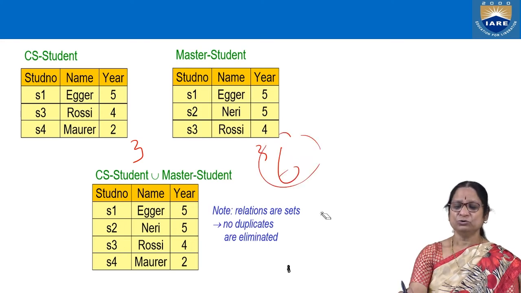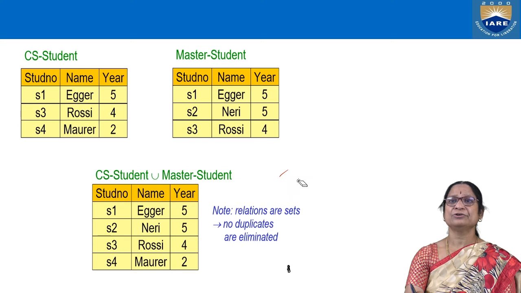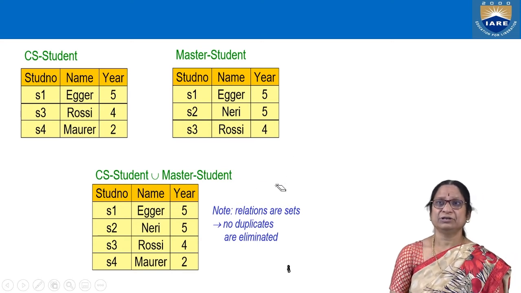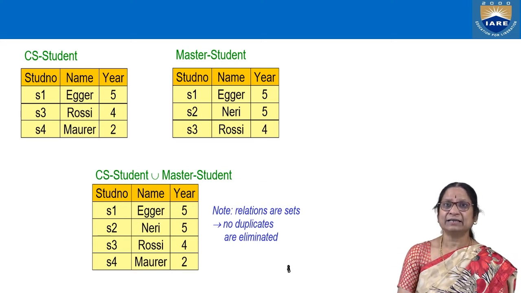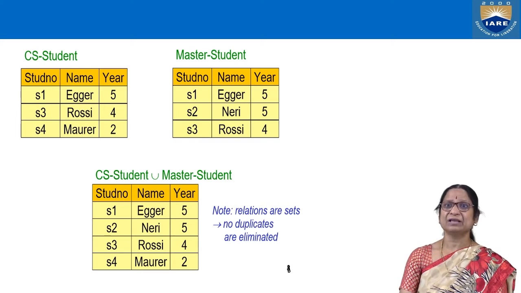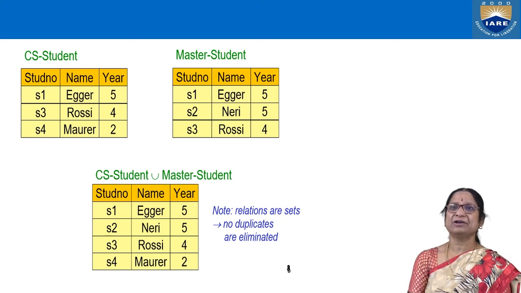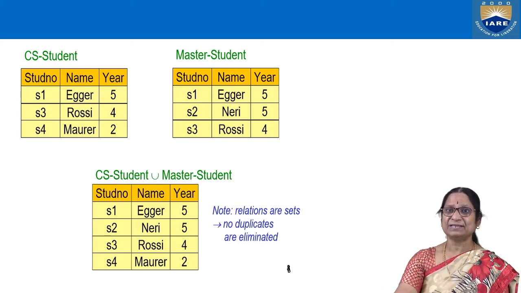But 2 of the tuples are repeated, that is the S1 tuple as well as the S3 tuple. Those identical or duplicate tuples are eliminated. No duplicates, right? Relations are sets. That's why duplicates are eliminated automatically. So the result will be S1, S2, S3, S4 only. Even though S1 and S3 are duplicated, they are not included twice.